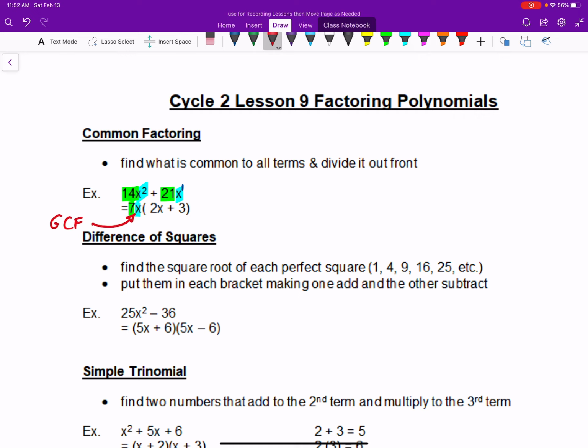So we try to find the GCF, the greatest common factor that goes into each one of the terms, and then we divide it out. So we take 14x squared and divide it by 7x. 14 divided by 7 gives 2. X squared divided by x gives x. And then I take 21x and divide it by 7x. So I divide each of my terms by the GCF. 21 divided by 7 equals 3.